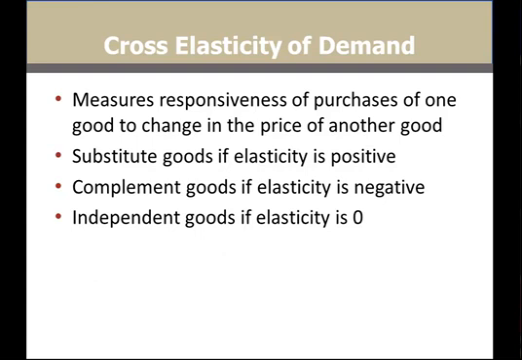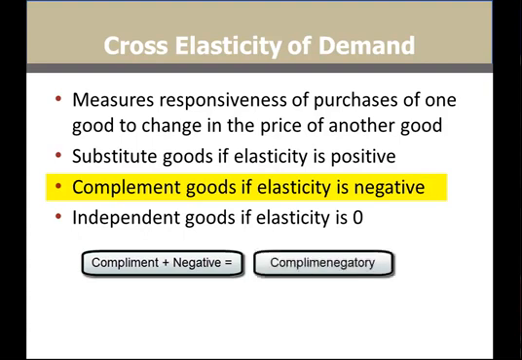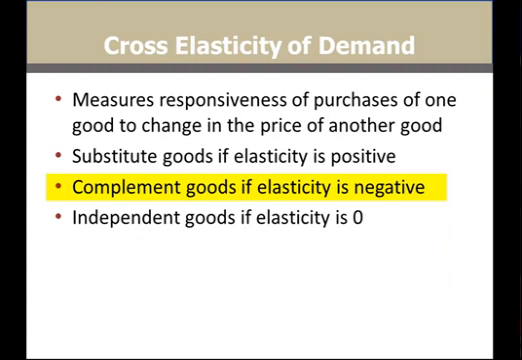And the next word is a combination of complement and negative. If the goods are complements, they will have a negative cross-elasticity of demand. Now put those two words together, complement and negative. Complementatory, write that down. Complementatory. So if the goods are complements, they will have a negative cross-elasticity of demand, since the change in the price of one good and the demand for its complement move in opposite directions. Complementatory cross-elasticity of demand.